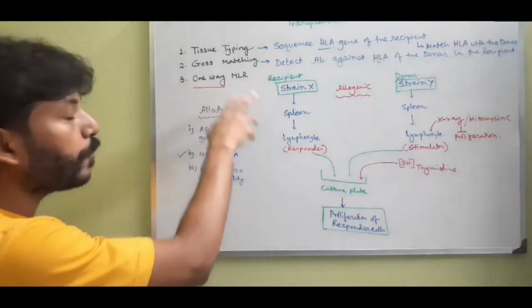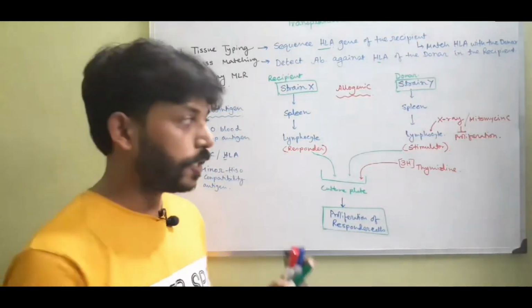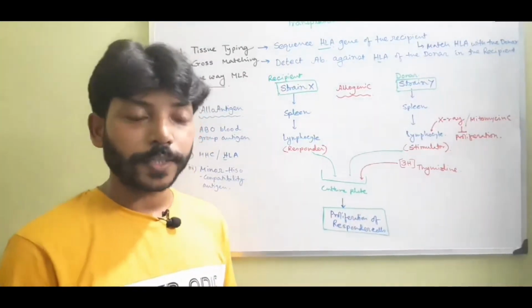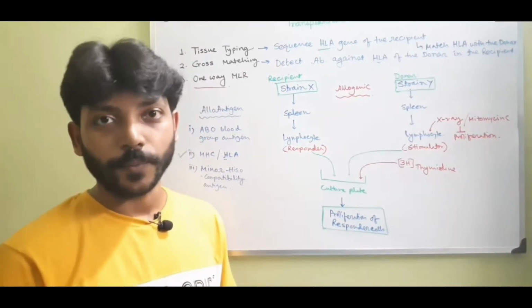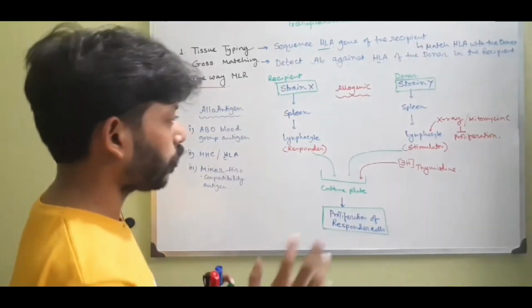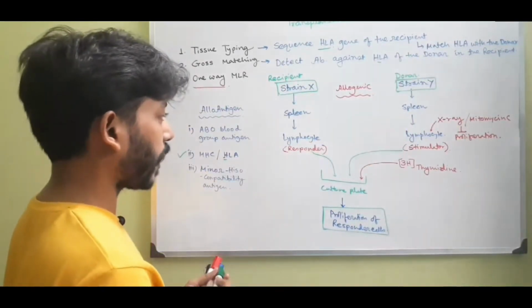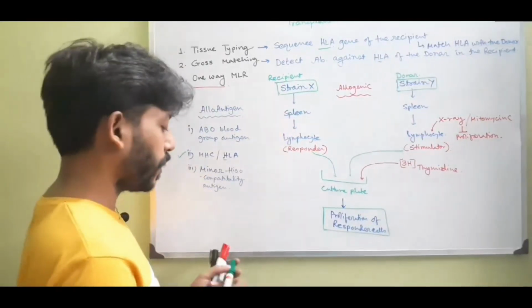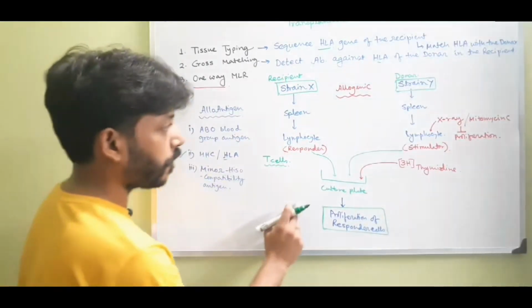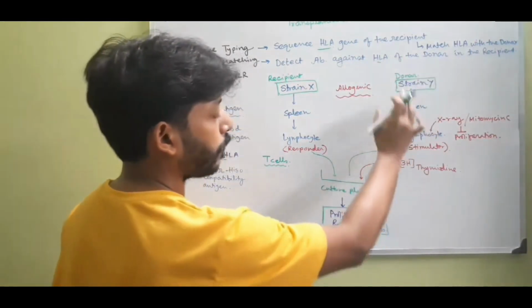Now in this mixed lymphocyte reaction also, scientists look at the difference between the MHC molecules. What happens? I want to show you. Specifically, they try to see how the recipient's T cells proliferate in response to these donor mice.